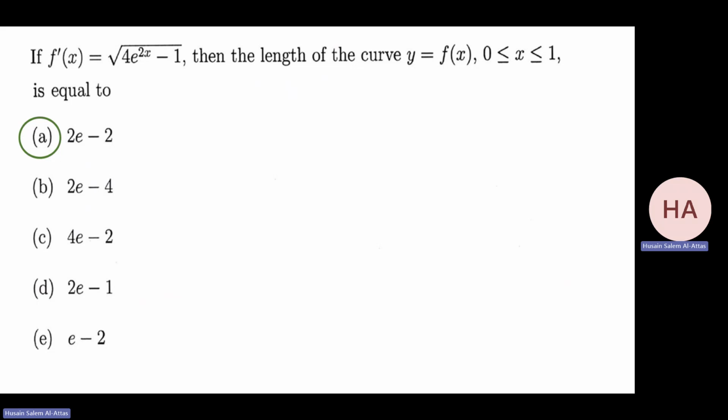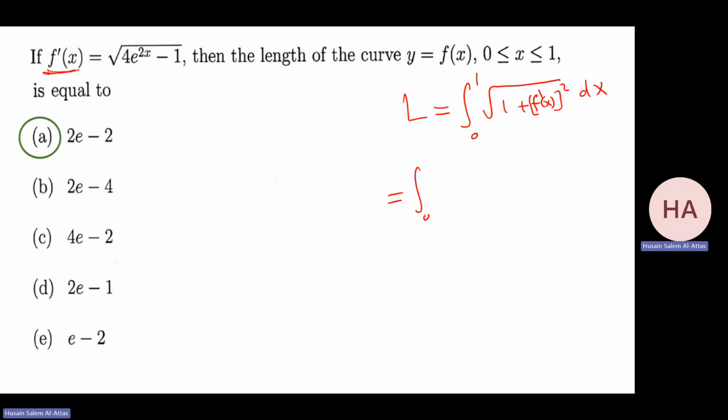F prime is this. Then the length of the curve. He gave me f prime. He moved one step more. He gave me f prime. So what will be L? Will be the integral from 0 to 1 square root 1 plus f prime square dx.